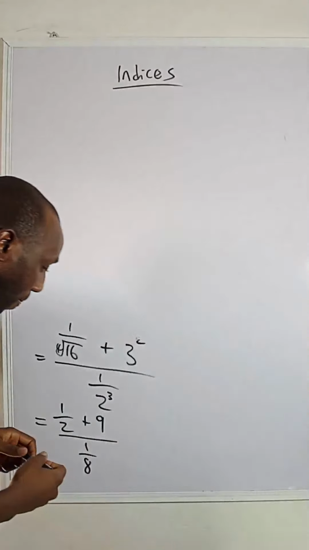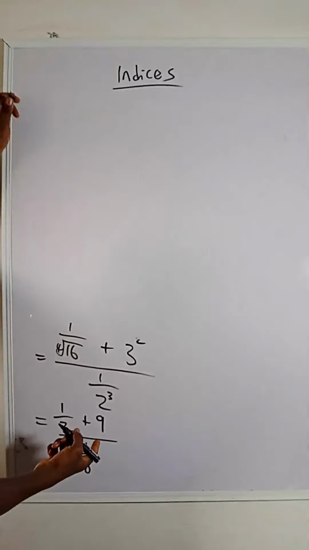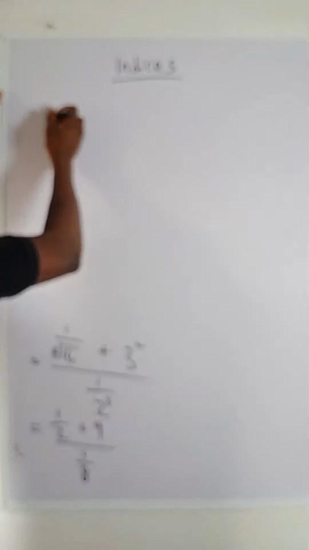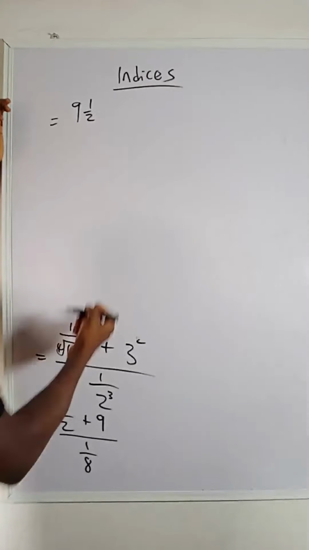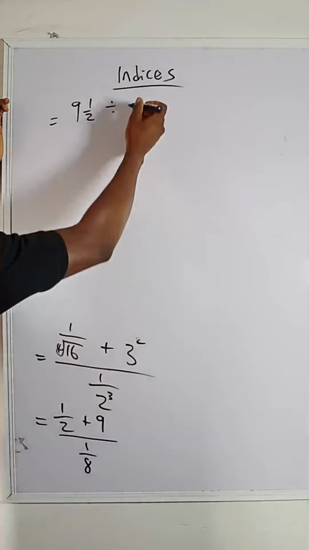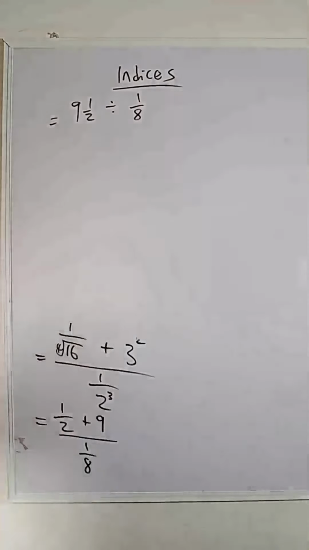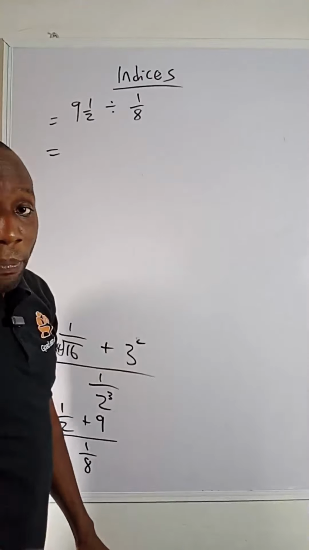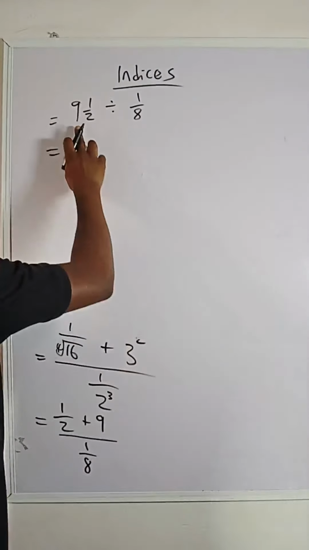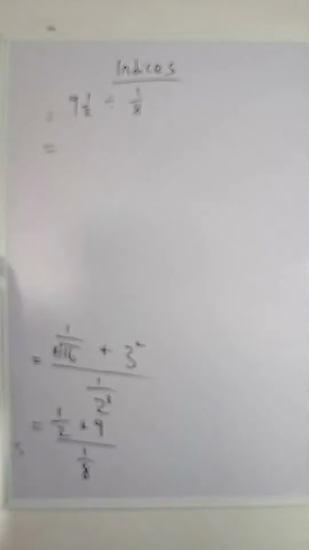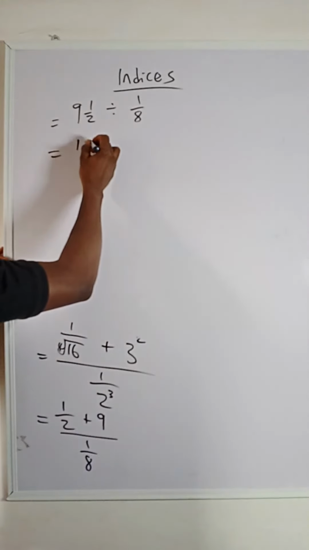Now let's keep going. What I have here is 9 plus a half, which is 9.5. That's 9.5 divided by 1 over 8. Are you with me? So I can just convert this to an improper fraction. 9 times 2 is 18, plus 1 is 19. So that's 19 over 2.